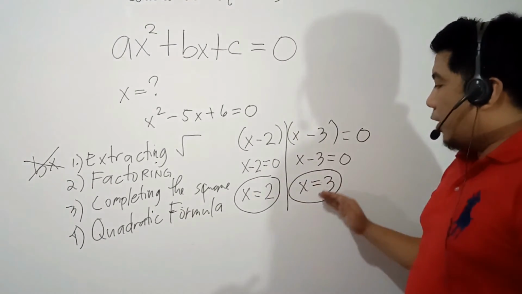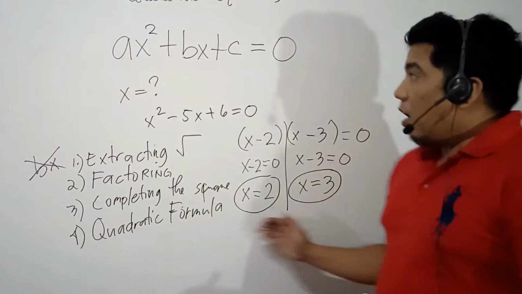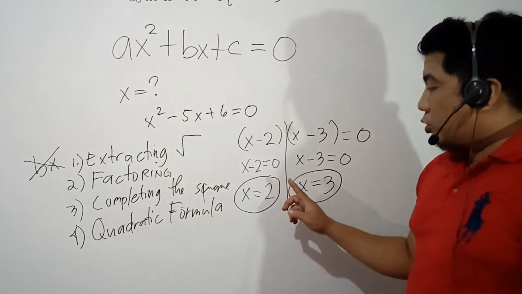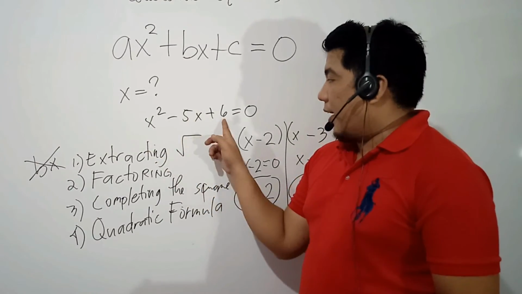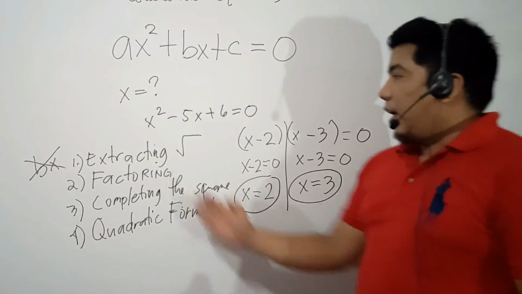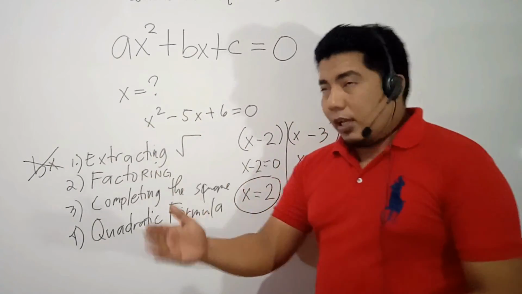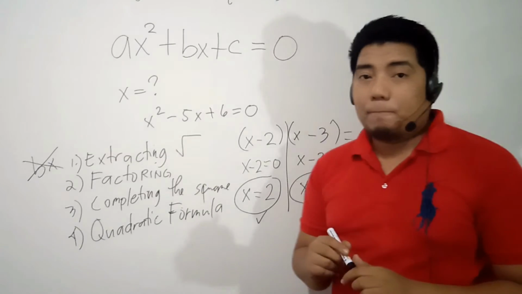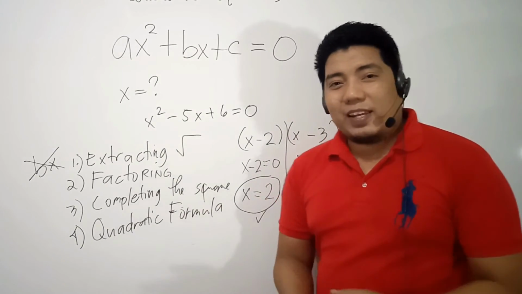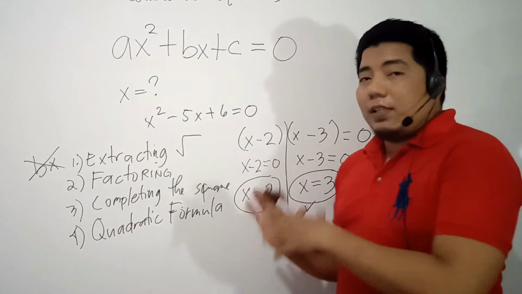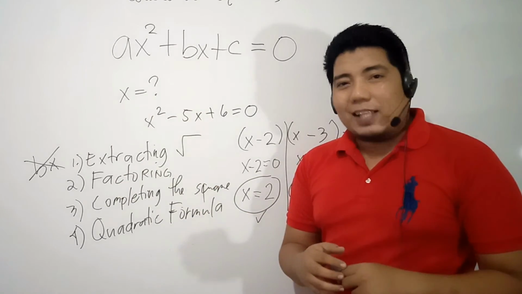Now, how do we know that these two values are applicable to our given equation? If we substitute 2 for x, it will result in 0. If we substitute 3 for x, it will still equal 0. Therefore, these values are correct. So that is very easy, my dear learners. Don't you worry, because more of these examples will be discussed in our video for factoring.